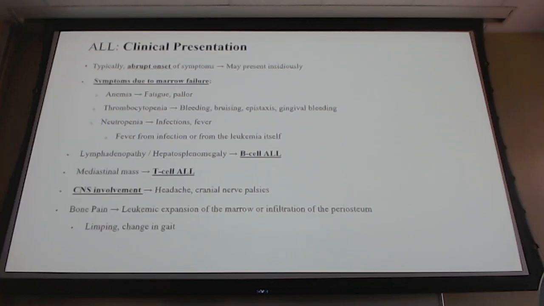CNS involvement, if you have that pediatric patient, have a high index of suspicion that they may have ALL, right? Headaches, cranial nerve palsies, bone pain. What do we typically tell kids whenever they have bone pain? What do your parents tell you? Growing pains. Growing pains, right?